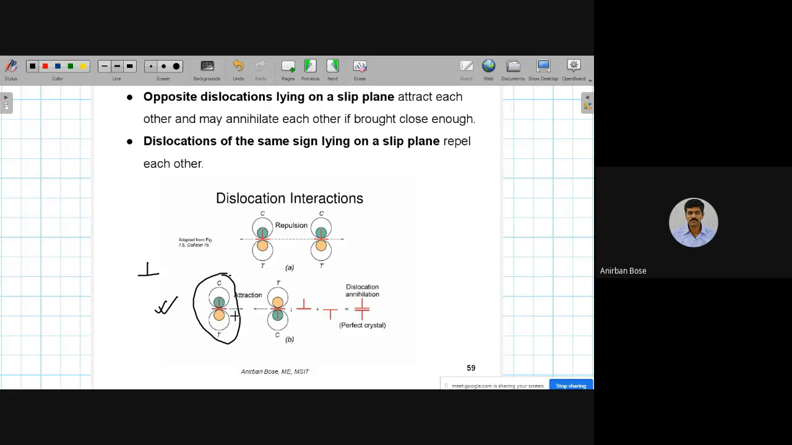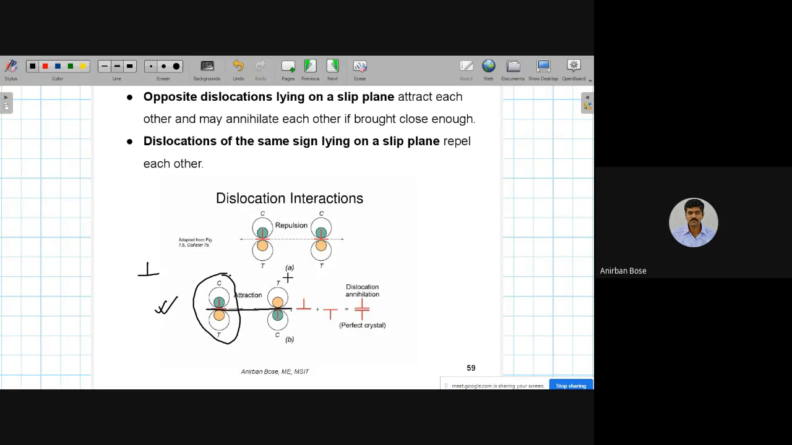Now let us consider the same slip plane in the crystal. Maybe a short distance away there is another edge dislocation on the same slip plane, but this edge dislocation is not positive but negative. So here is a negative edge dislocation. That is why the tensile strain energy is in the top part, whereas the compressive strain energy is at the bottom part.